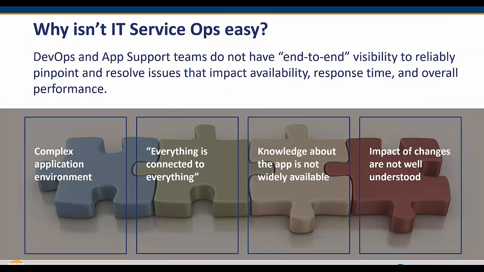So, why IT service ops is not easy, as the title of this slide says. Whether you call yourselves a DevOps organization or an app support team, we believe very strongly, and have seen over and over again, that most IT organizations do not have the end-to-end visibility to pinpoint and resolve these production issues. The production issues can be around availability, a full or partial outage, or around performance or slow response times, and there are many reasons that impact your core delivery capabilities of your critical apps and services.